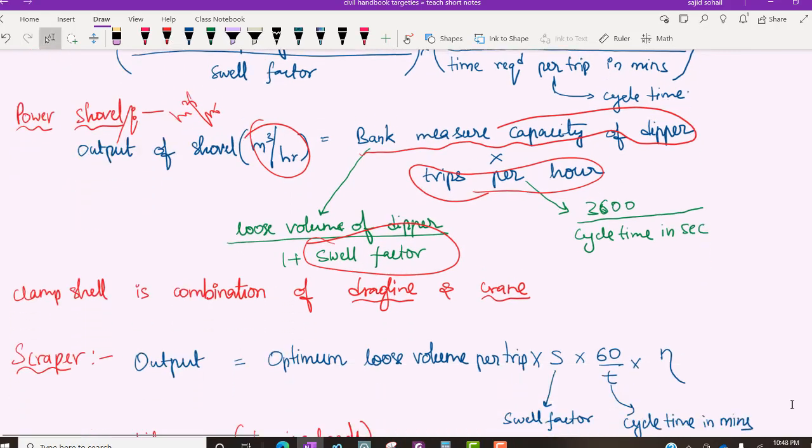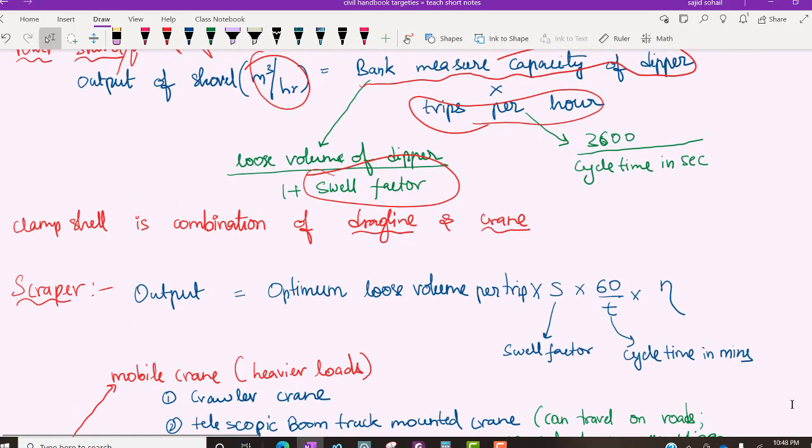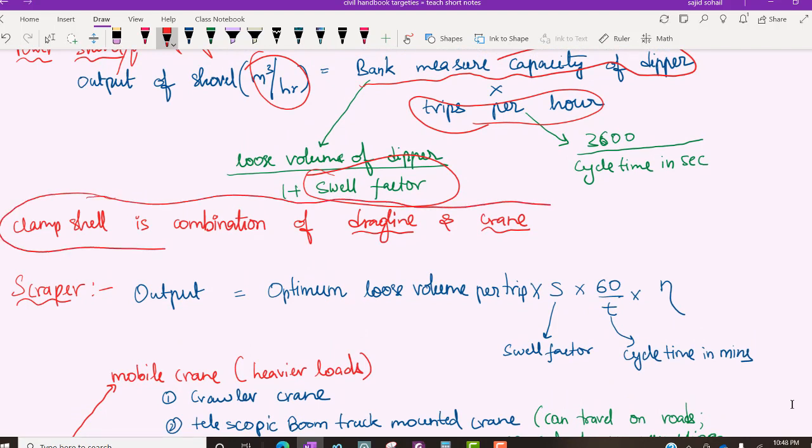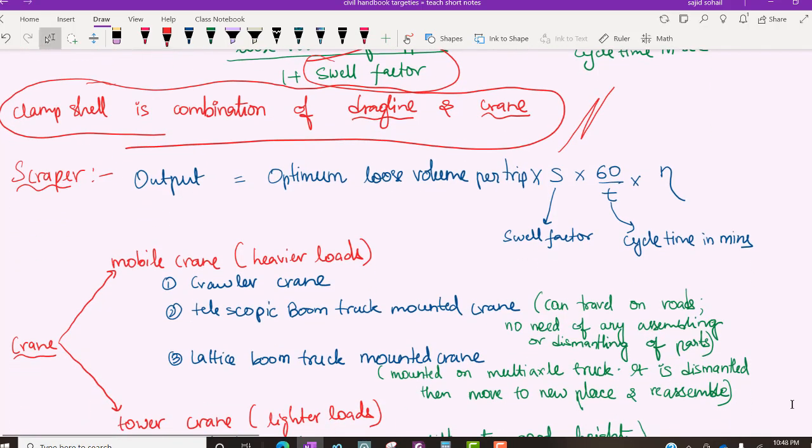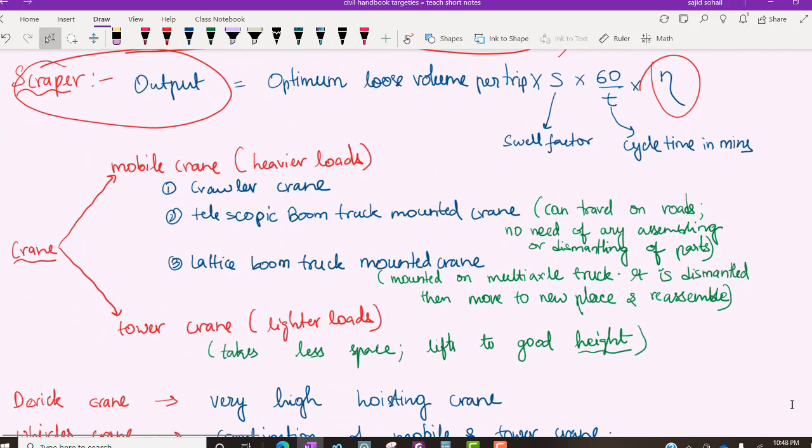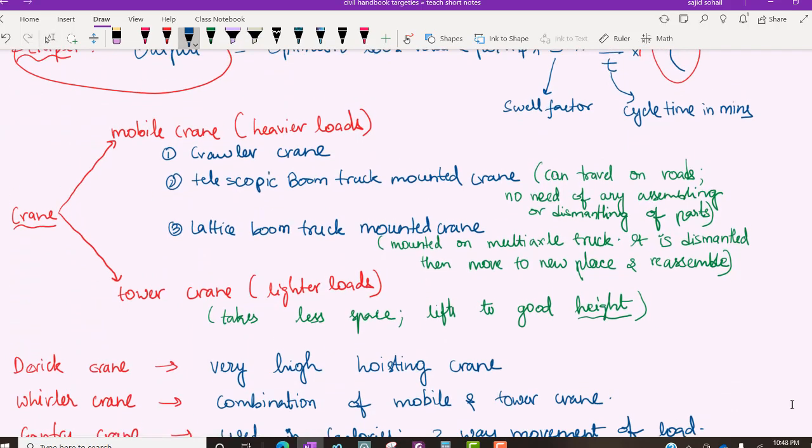So let us continue. There is one more excavating equipment which is called as clamshell. ये क्या होता है? It is a combination of drag line and crane. So next, scrapper. Scrapper का output क्या रहेगा? Exactly same रहेगा. If there is efficiency, multiply with efficiency also. Done. Now next let us see what are the types of cranes we have.